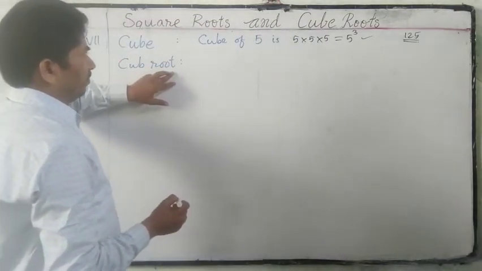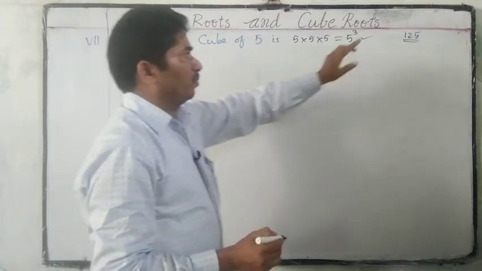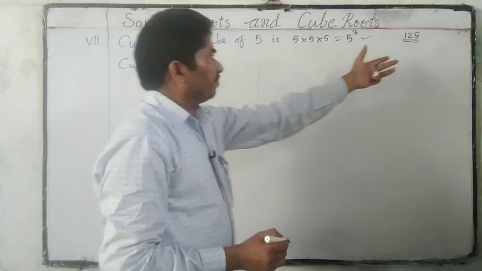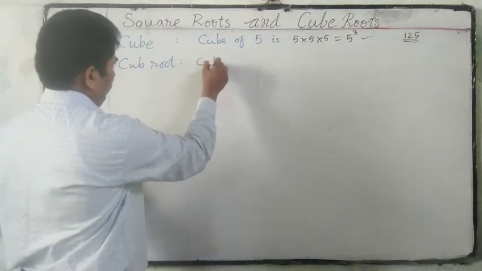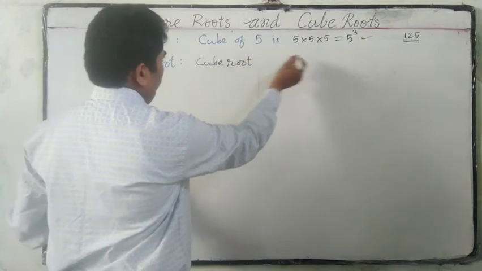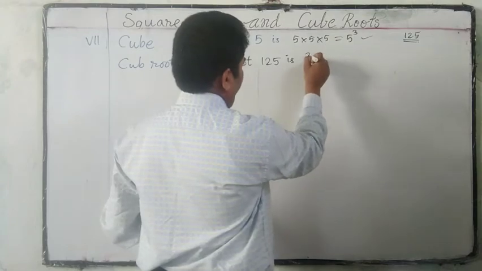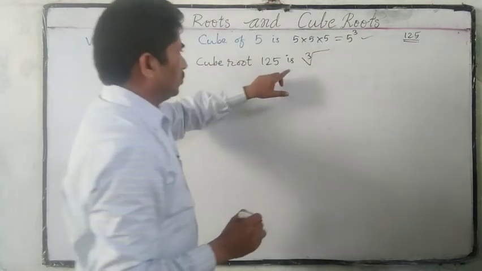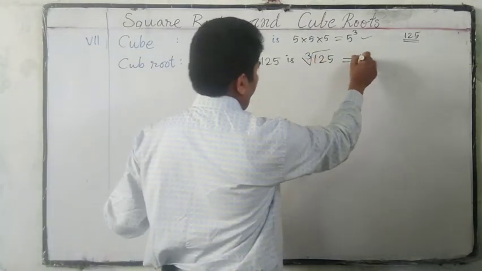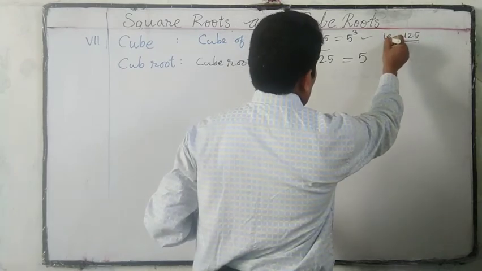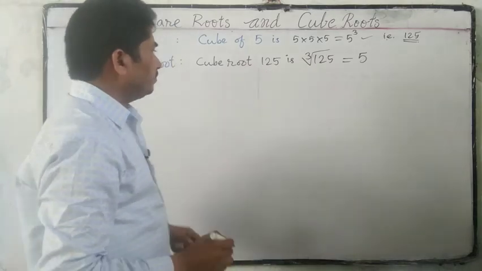Next, the cube root. The number which we multiplied is called the cube root of that product. So the cube root of 125, we can write with this symbol to indicate cube root. Cube root of 125 is 5. So this is the cube root of 125.